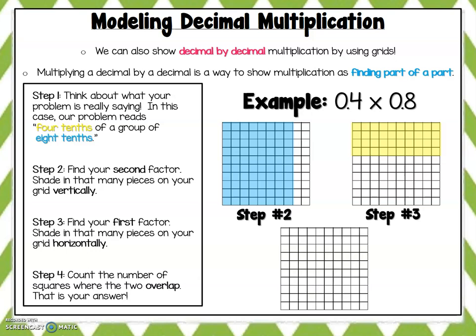So if I have a grid, it's going to show that they're overlapping, and that part that turned green will show my answer. If I were to count all of these tiny little cubes, there would be 32 small hundredths cubes. That tells me my product will be 0 and 32 hundredths. So those are the main ways that we'll be modeling decimal multiplication, both when we're multiplying a decimal by a whole number and a decimal by a decimal.